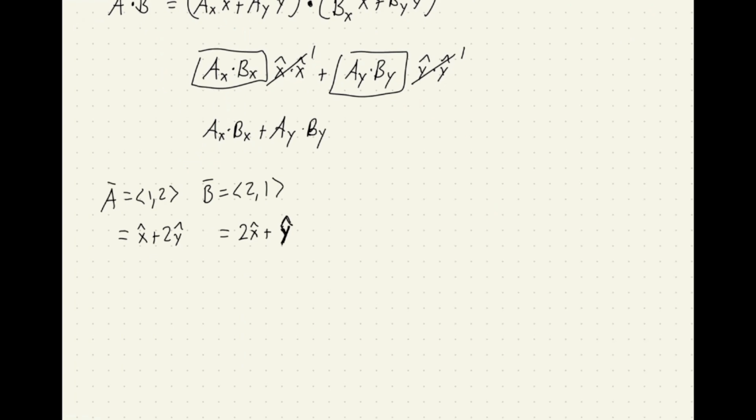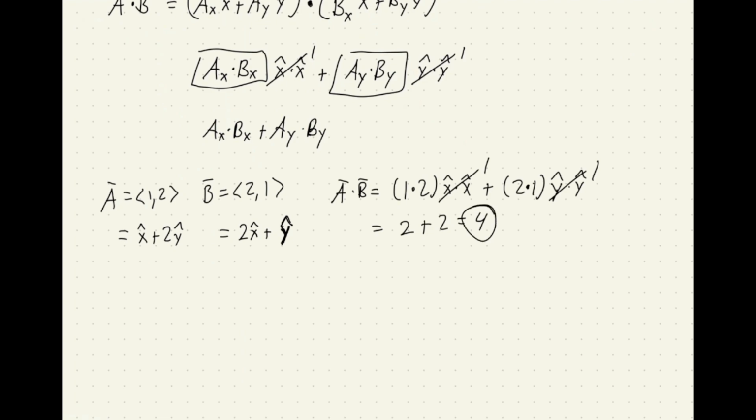Then to do a dot product, A vector dotted into B vector, I would have to multiply my X stuff together, which would be 1 times 2 times X hat dotted into X hat plus 2 times 1 times Y hat dotted into Y hat. So we know those Y hat and X hat dot products will just be 1. What I get then is 2 times 1 is 2, plus 2 times 1 is 2. I add those together, and my result is 4. So the resultant of a dot product is a scalar quantity, which here was just 4.